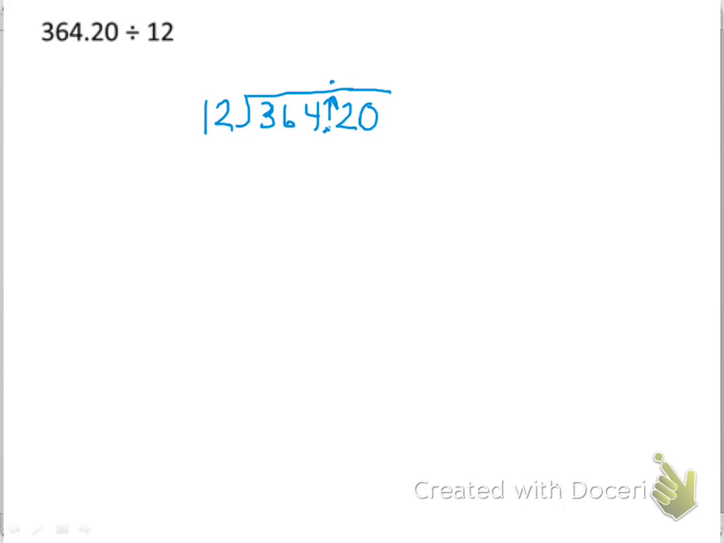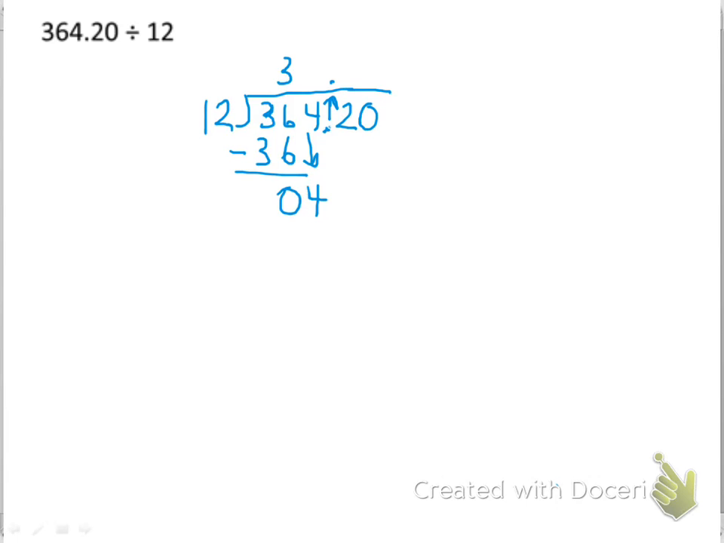Can 12 go into 3? No, it can't go into 3. Can 12 go into 36? Yes, it can, and it can go in 3 times. So I'll write my 3 up here. 3 times 2 gives me 6, and 3 times 1 gives me 3. So I get exactly 36. I'm going to subtract these and get a 0. Now I bring down the 4.